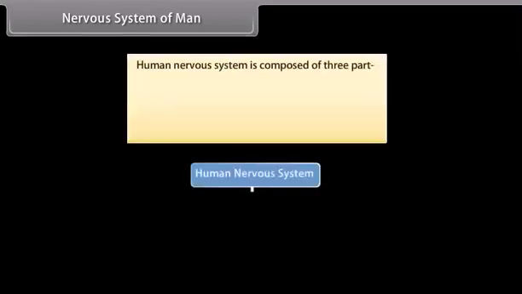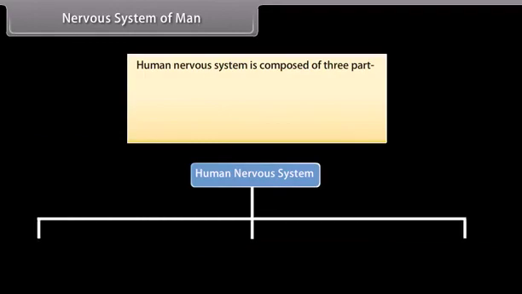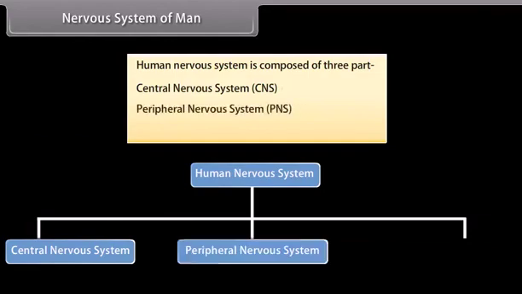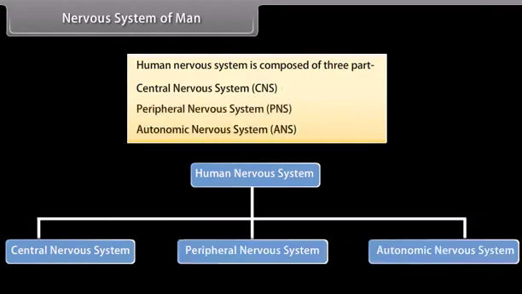The human nervous system is composed of 3 parts: the central nervous system, CNS; the peripheral nervous system, PNS; and the autonomic nervous system, ANS.